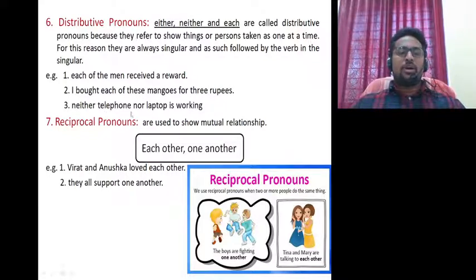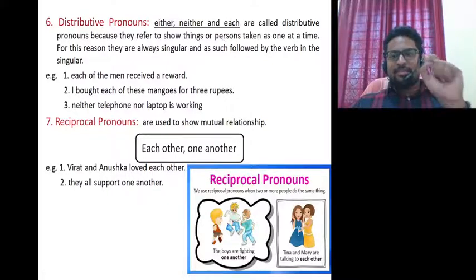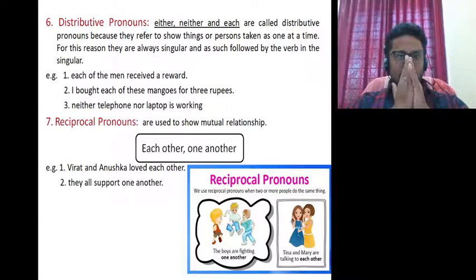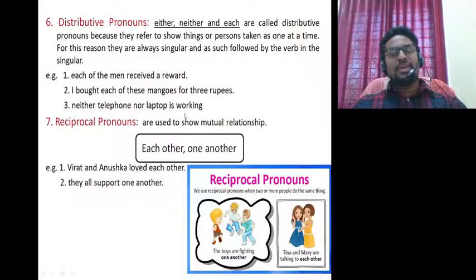Neither telephone nor laptop is working. So we are using either, neither and each. We are referring to show things or persons. We are taking it as one at a time. Because of this reason, these pronouns always have to be followed by a singular verb. For example, neither telephone nor laptop are working is wrong. Neither telephone nor laptop is working is right.